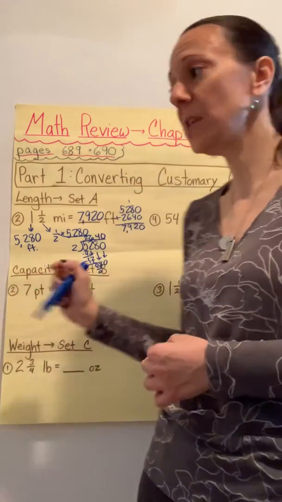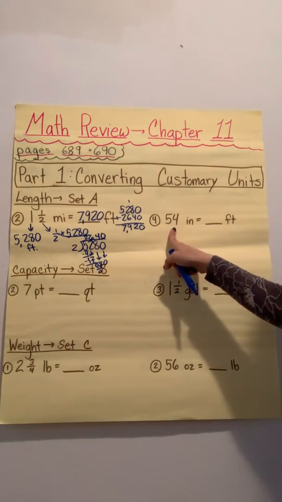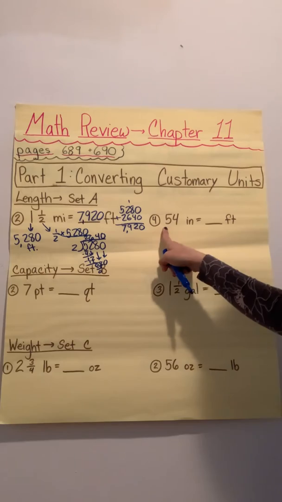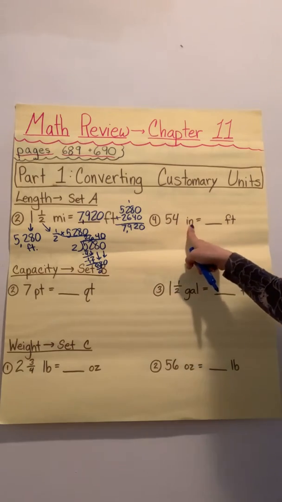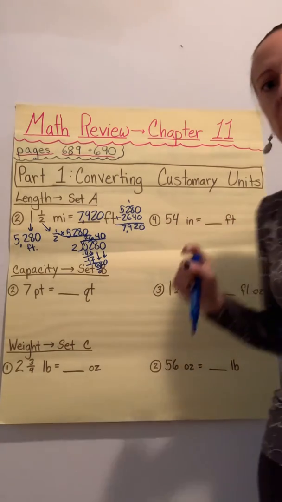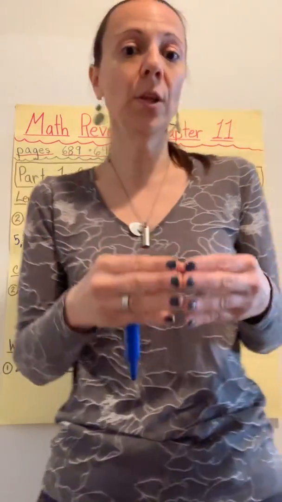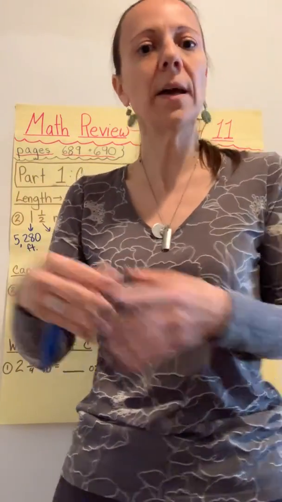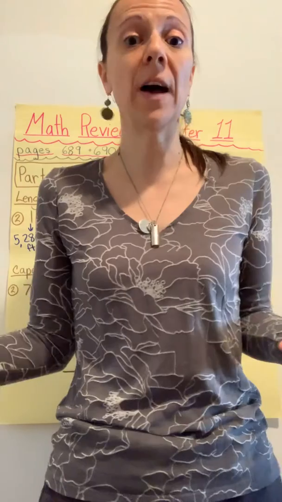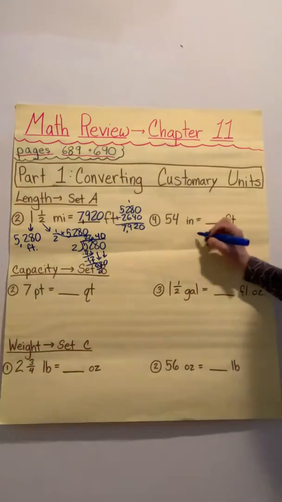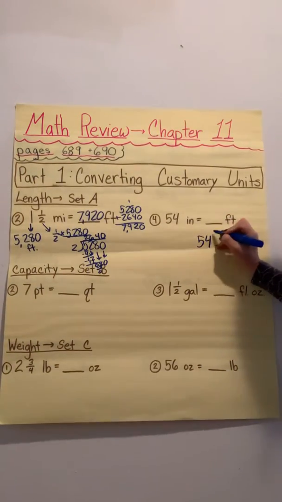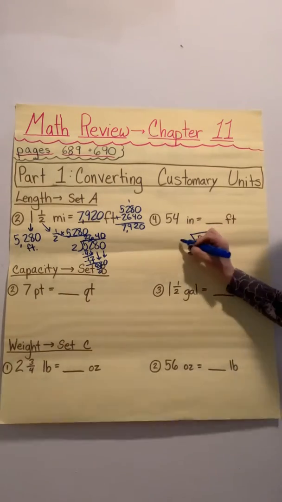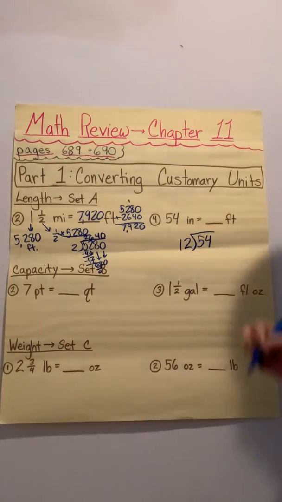Now, here's one that goes the other way. Number 4 in this set asked me to do 54 inches and turn it into feet. So that means I'm starting with a little unit, inches are the smallest one, and going to a bigger one. I need to divide. So I'm going to divide 54 inches by my conversion. There are 12 inches in 1 foot.